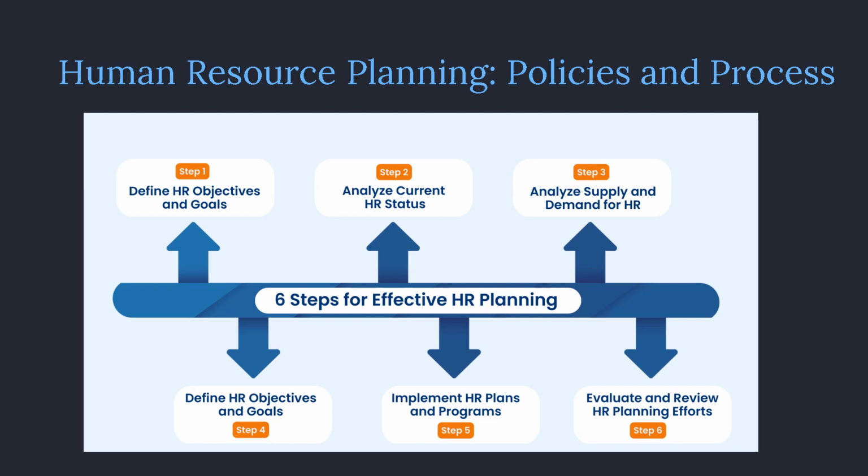Third says analyze supply and demand for HR. Fourth one says define HR objectives and goals of the organization. Fifth says implement HR plans and programs. And finally, evaluate and review HR planning efforts, that is, what has been done, is it correct or not? Is it according to the business strategy? Is it going along as it was planned or not?